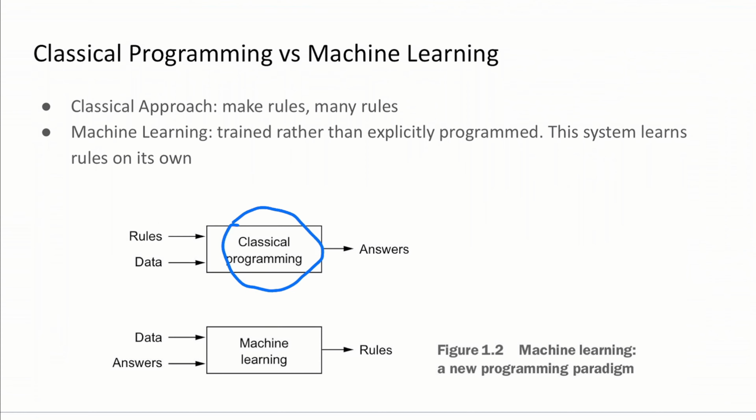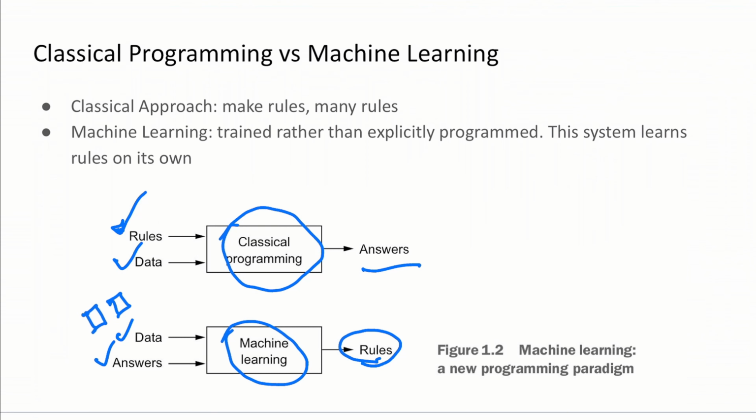In classical programming, the inputs are rules and data, and based on that, you get the answers. But in machine learning, the inputs are data and answers, and you get rules in the end. And when you have the rules in the end, you use these rules for different tasks. If my data here is images of cats and dogs, and my answer is cat or dog, the machine learning algorithm is going to make some rules that you can use when you get a new picture, to determine if it is a picture of a dog or a cat.